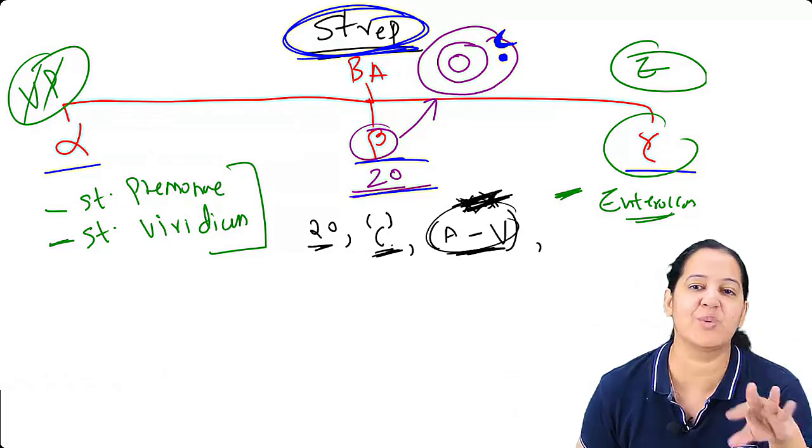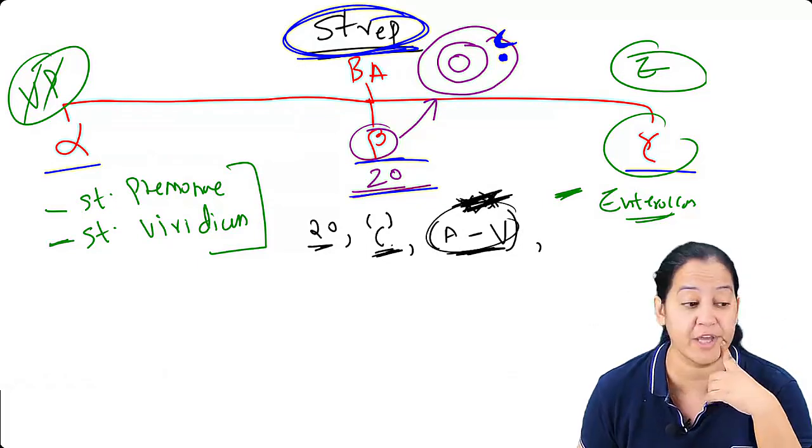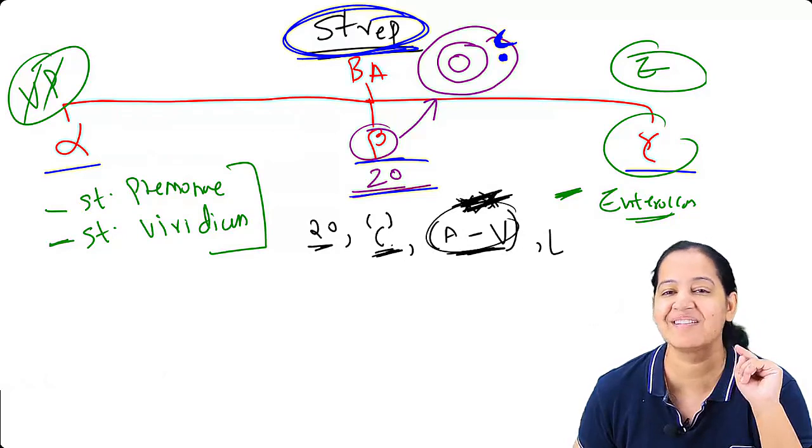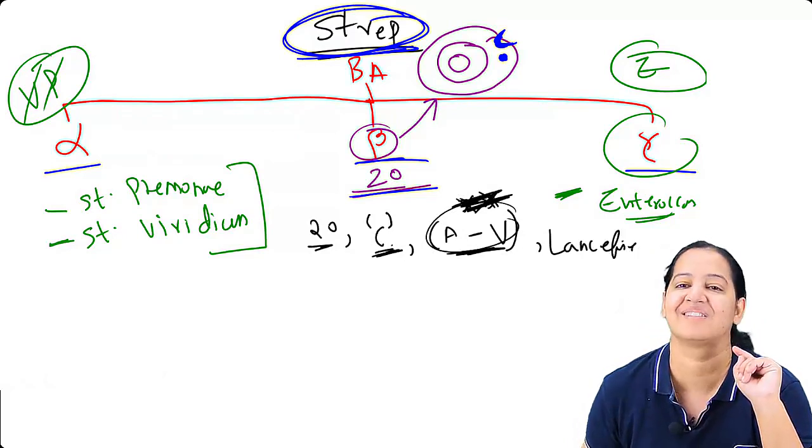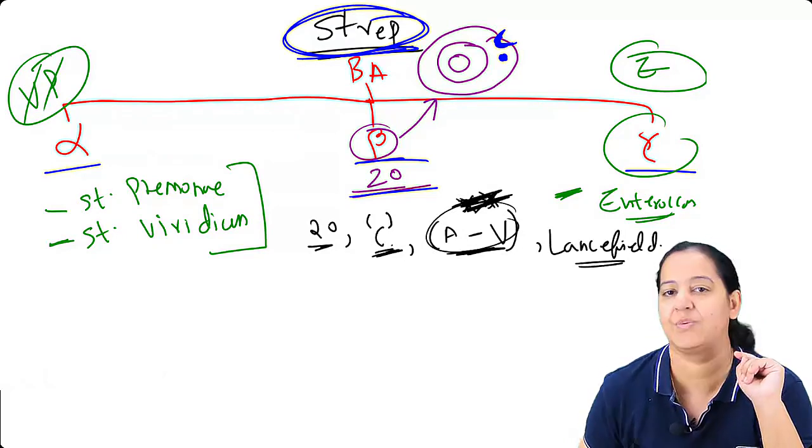Who is the scientist who has done so? If I find him, I'd catch him today. The name of the scientist is Lancefield. Lancefield has done this classification. Who has done this classification? Lancefield. Learn the four things.